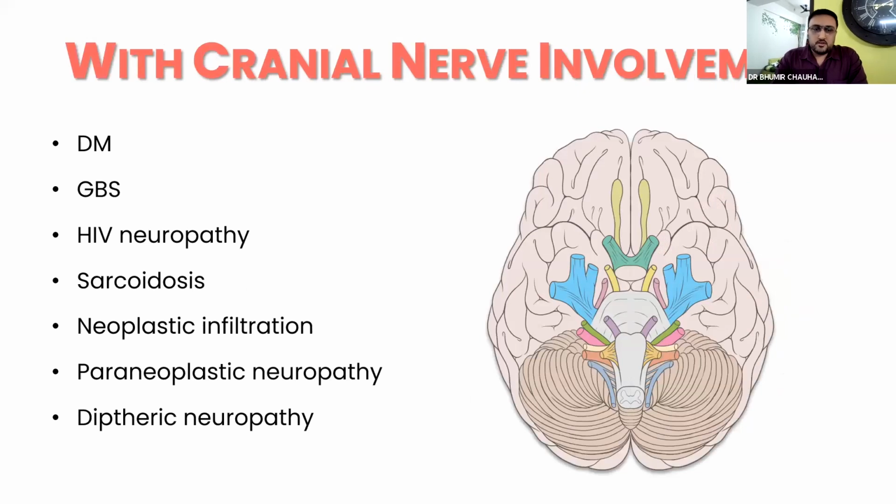And most important, with cranial nerve involvement. It can be isolated cranial nerve, it can be multiple cranial nerves at the same time, which is called polyneuritis cranialis. So diabetes mellitus, GBS, HIV, sarcoidosis, neoplastic infiltration, paraneoplastic, and diphtheria. These are the common examples which may present with cranial neuropathies. Cranial neuropathies can be in isolation or it can be accompanied by the other peripheral neuropathies of upper or lower limbs.